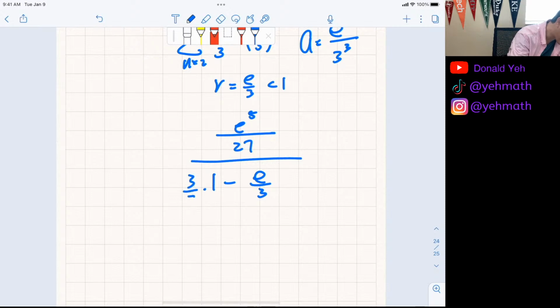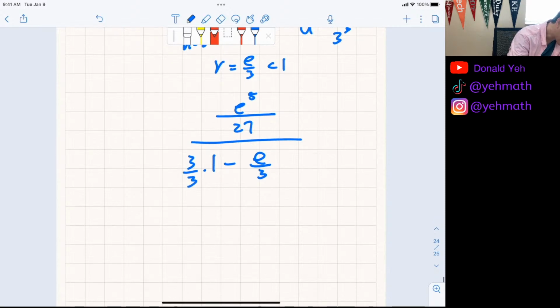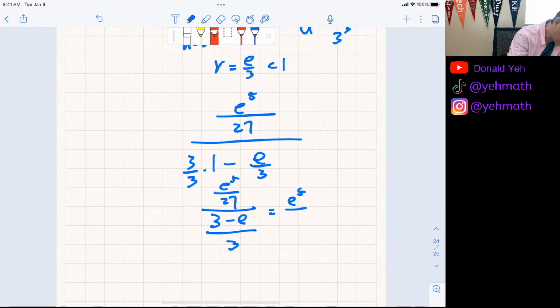And you need to multiply this by 3 over 3. So the bottom will be 3 minus e over 3, and on the top is e to the 5 over 27. So it'll be e to the 5 over 27 times 3 over 3 minus e. So this is 9. It'll be e to the 5 over 9 times 3 minus e.